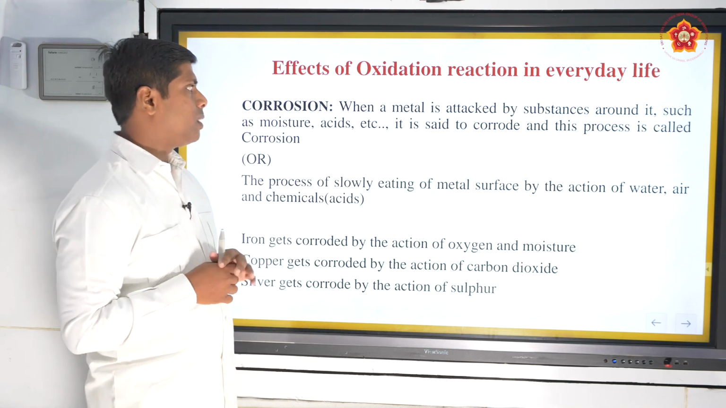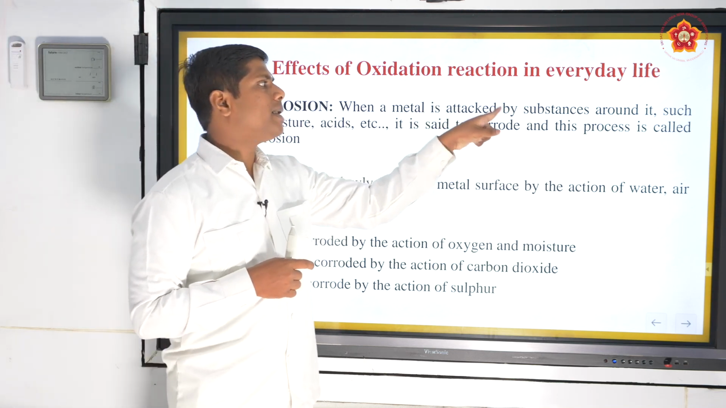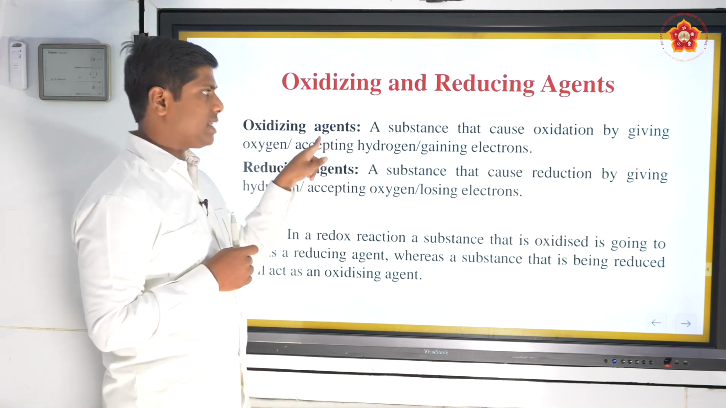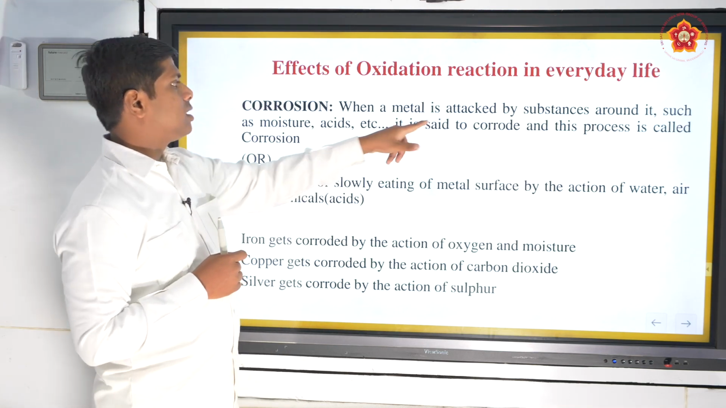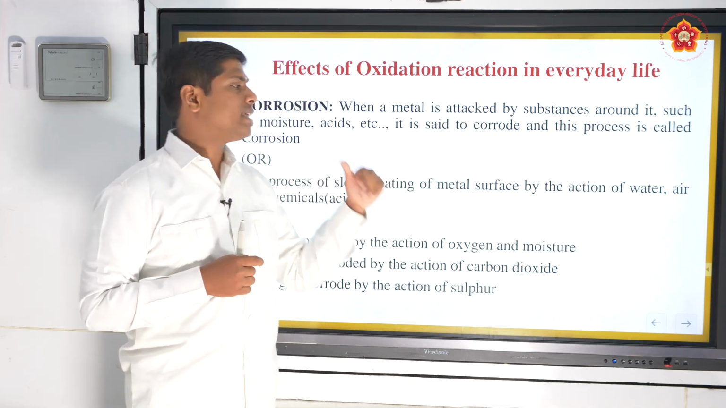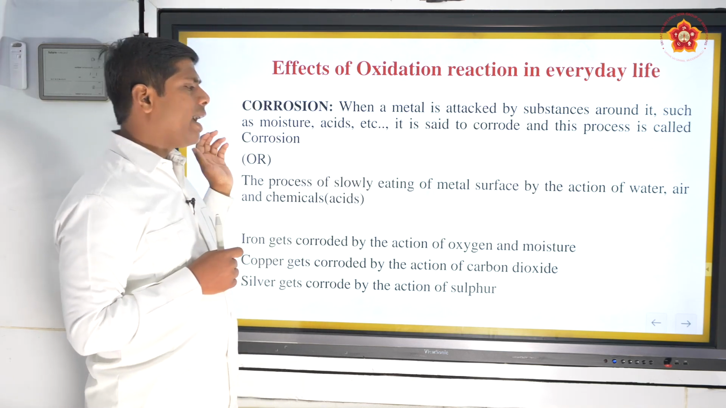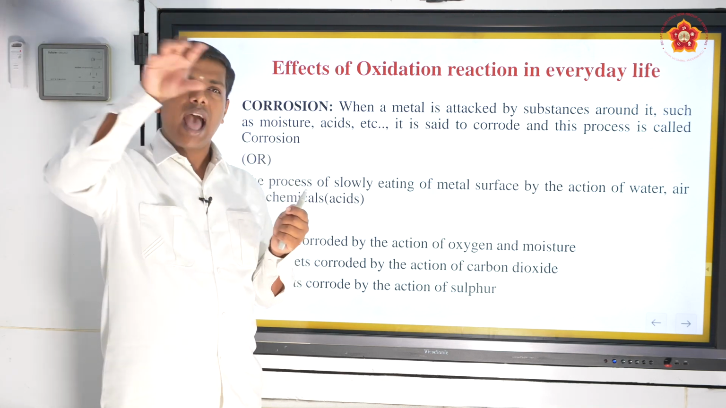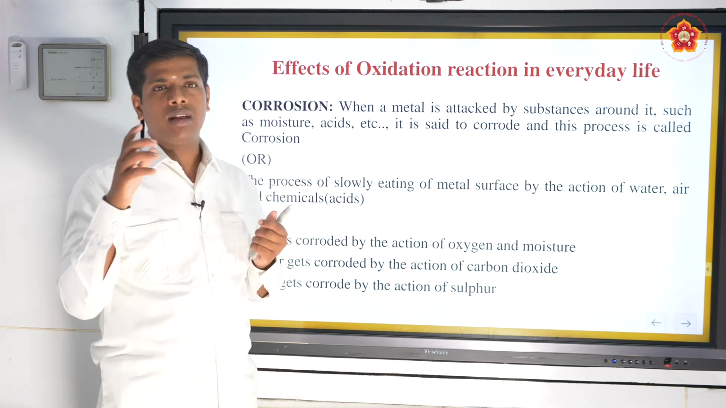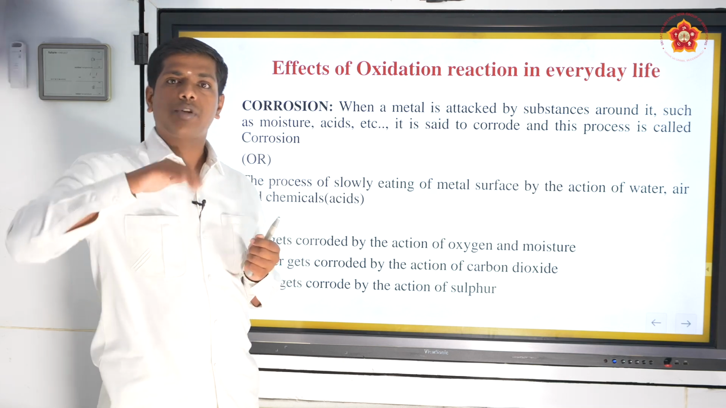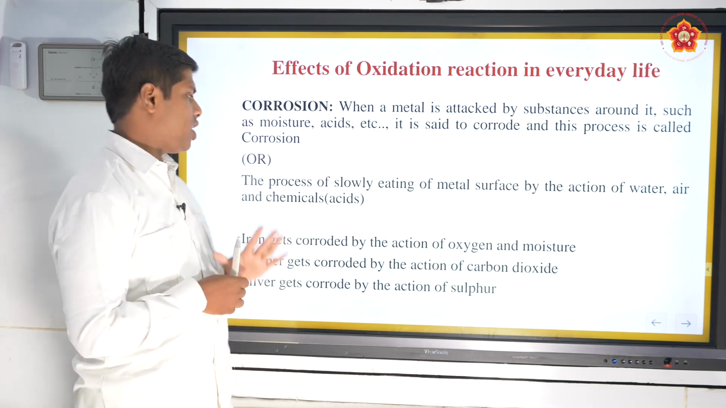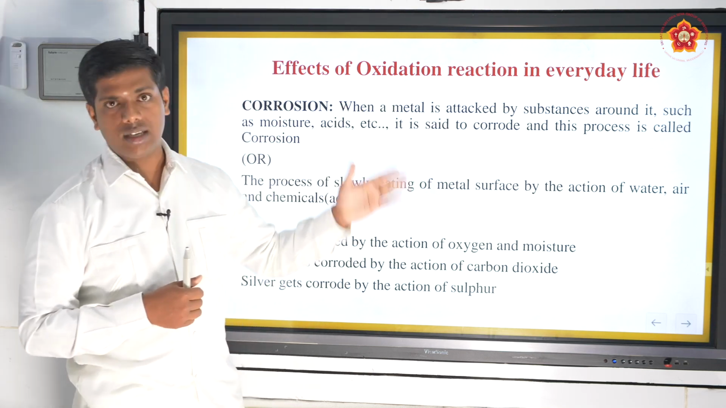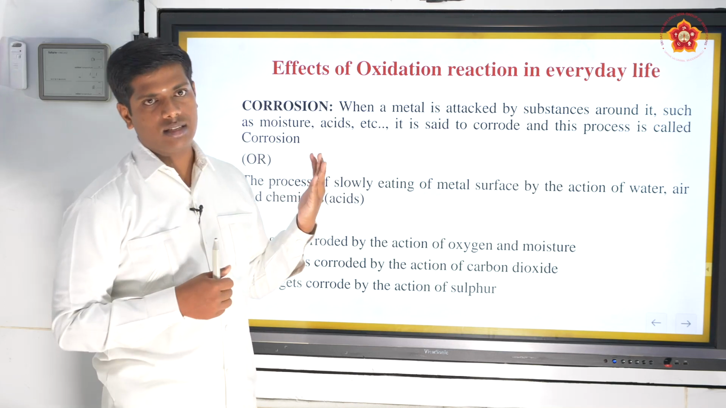What is corrosion? When a metal is attacked by substances around it, such as moisture, acids, or air, it is known as corrosion, and the process is known as corrosion. It is the process of slowly eating away of the metal surface by the action of water, air, or acids.